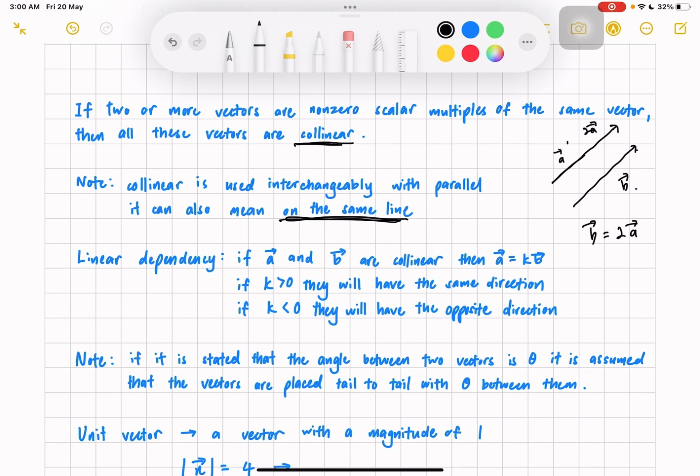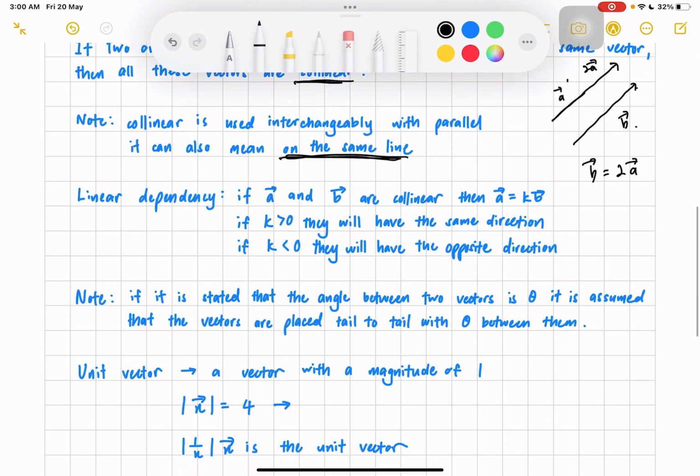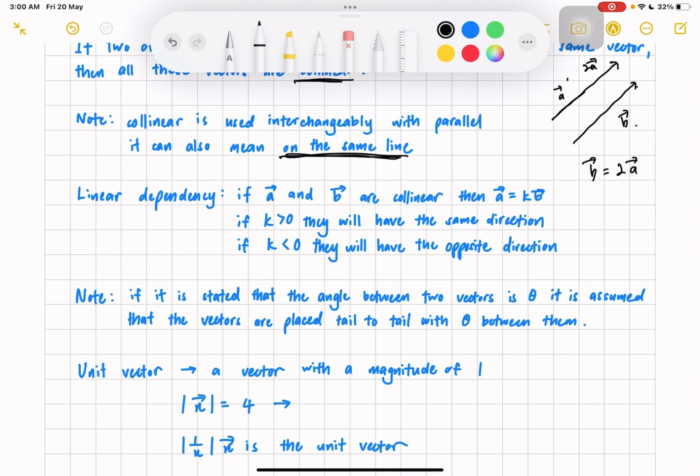Note, if it is stated that the angle between two vectors is theta, it is assumed that the vectors are placed tail to tail with theta between them. Now what does that mean? That means if there is an angle between two vectors, the vectors are arranged tail to tail, like this. And the theta will be in between them.